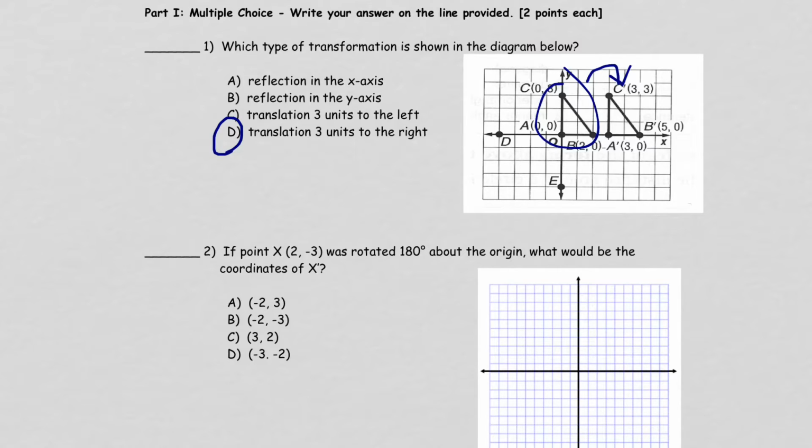The next one says if point X, 2, negative 3 was rotated 180 degrees about the origin, what would be the coordinates of X prime? So we have 2, negative 3 right about there, more or less. And if we rotate 180 degrees, the signs of the x and y are both going to become reversed. So it's going to be negative 2, 3. So negative 2, 3 is where that is going to be, and it's right there, about. Somewhere over there. Alright, let's keep going.